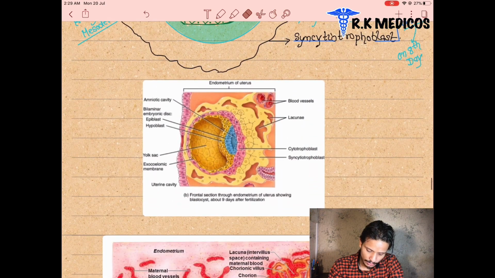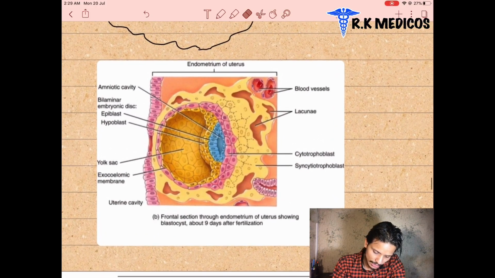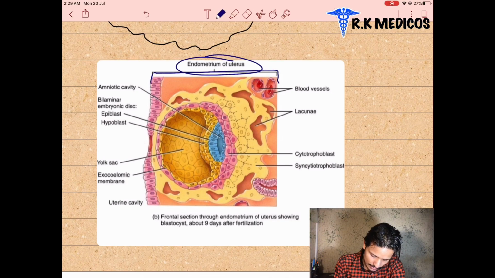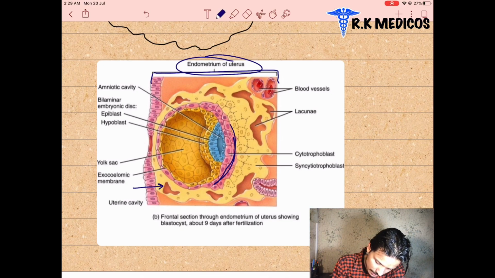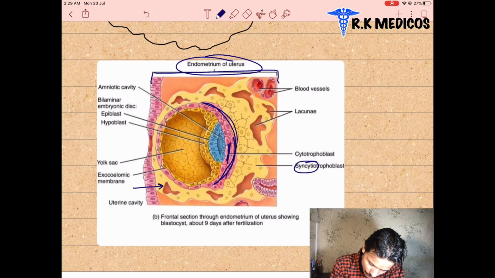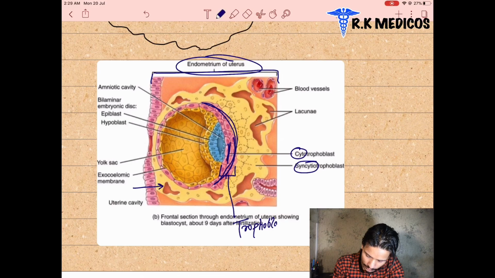In this picture you can also imagine, suppose that this is the endometrium of our uterus. We can see here this is the whole endometrium, and these blastocysts are implanted inside it, and they are going to develop further in the second week. This outermost layer is the syncytiotrophoblast, and just below it the cytotrophoblast, and these combined are the trophoblast part of the embryo.